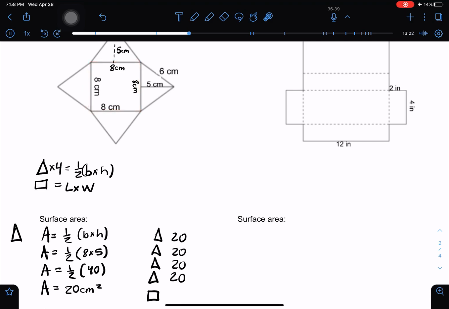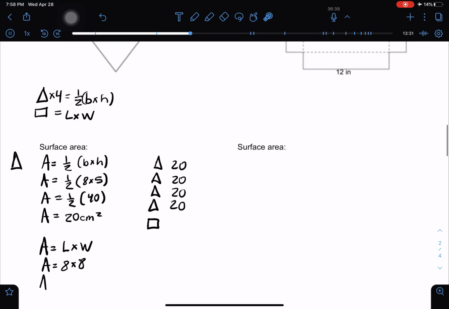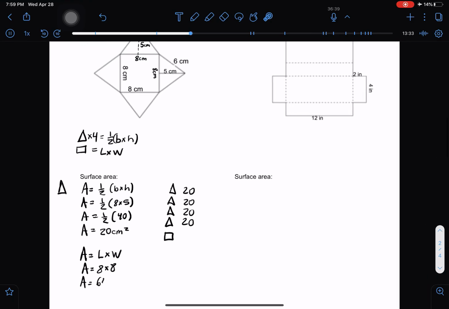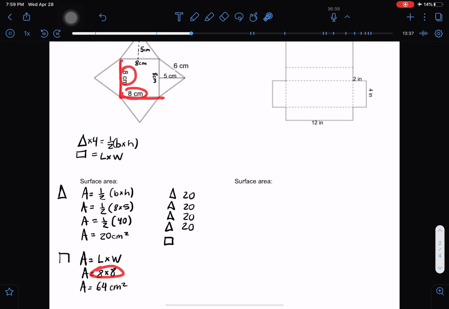So let's go ahead and look for the area of the square. We know that area of any rectangle is length times width. Plugging that in, we have 8 times 8, which gives us an area of 64 centimeters squared. And this again is for the square that we just did.